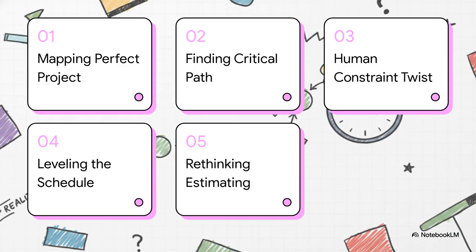Here's our roadmap for today. 1. Mapping the perfect project. 2. Finding the critical path. 3. The human constraint twist. 4. Leveling the project schedule. And finally, number 5. Rethinking estimating safety.